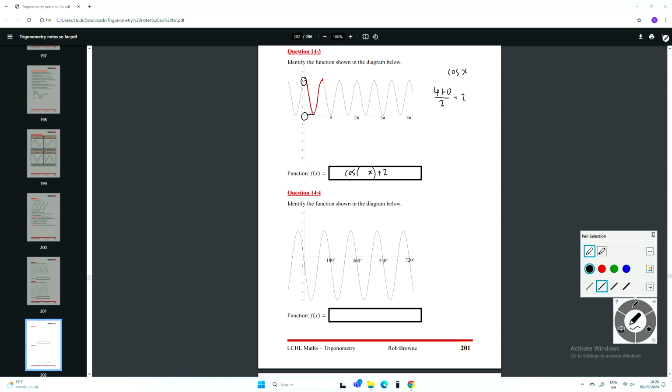Okay, that's my center line there. Sorry, so the center line runs through the middle here like that. The center line there is 2. That's the center line of my graph. So the center line of my graph, halfway between the top and bottom, is 2, and that's the constant, the number by itself in your formula.